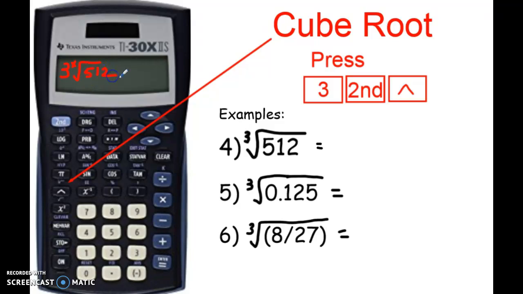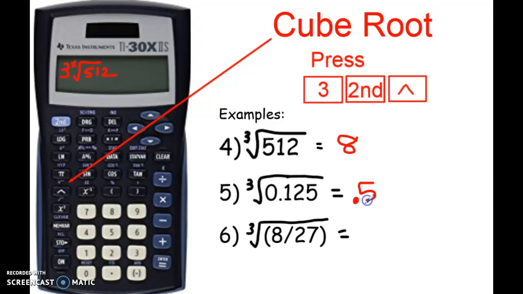So the cubed root of 512 is what we're practicing first. This should give you 8. Then we're going to do the cubed root of 0.125. This should give us 0.5.